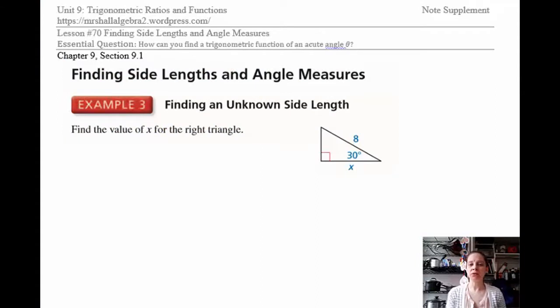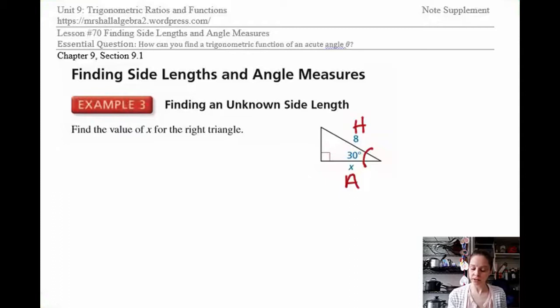We'll begin by reviewing how to find an unknown side length. We have a right triangle, and we're looking for the value of x, a missing side. It helps me to label the triangle sides. So our reference angle is 30. The hypotenuse is 8. Opposite is not labeled, and the adjacent is x.